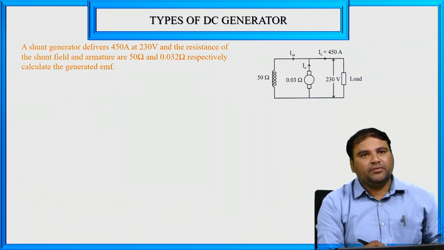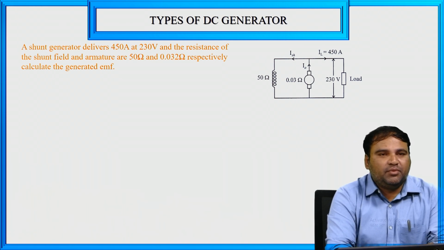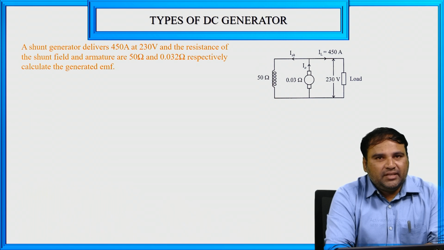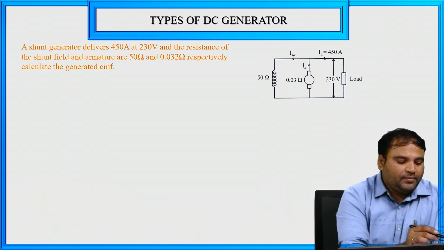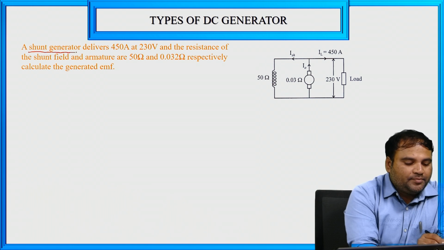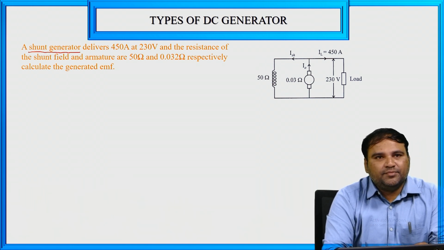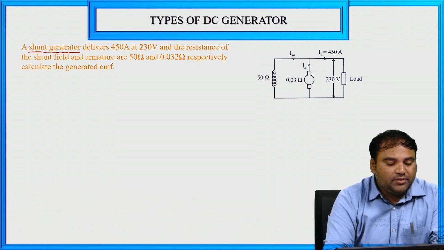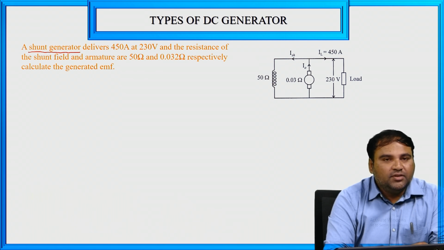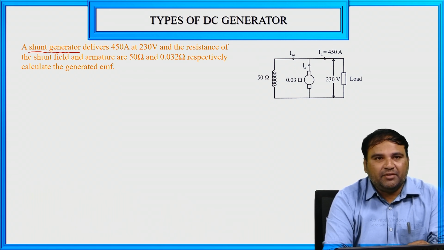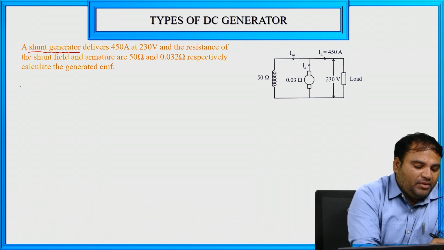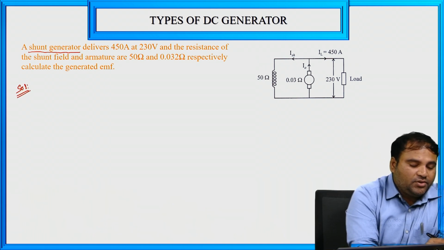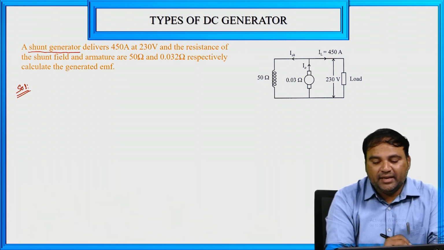Okay, so now we'll discuss some problems on this type of generator. So in that case, I am taking the shunt generator here. A shunt generator delivers 450 amperes at 230 volts, and the resistance of the shunt field and armature are 50 ohm and 0.032 ohm respectively. So now we need to calculate the generated EMF. Here the problem is based on the shunt type generator.